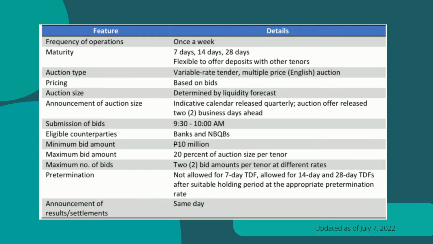And the minimum bid amount is 10 million. The maximum bid amount is 20% of auction size per tenor and the maximum number of bids is 2 bid amounts per tenor at different rates. Pretermination is not allowed for 7-day TDF, allowed for 14-day and 28-day TDFs after a suitable holding period at the appropriate pretermination rate. And the announcement of results and settlement is within the day.